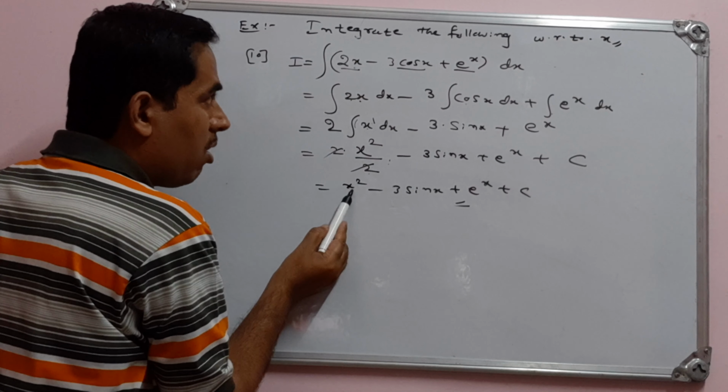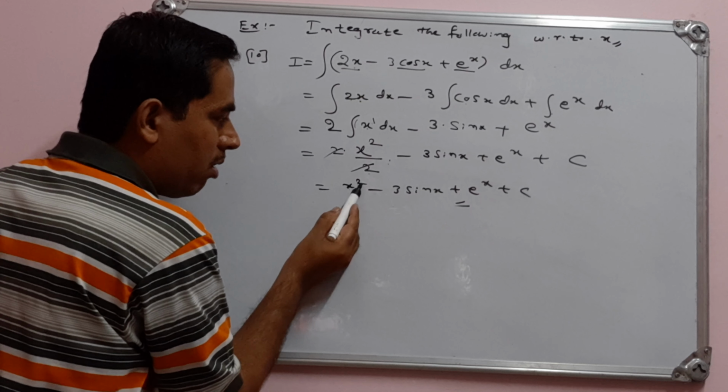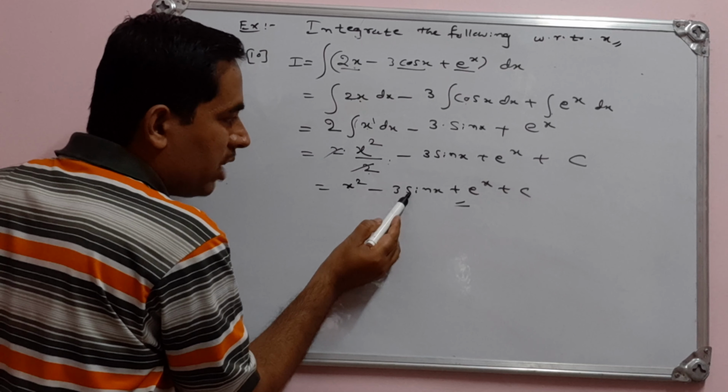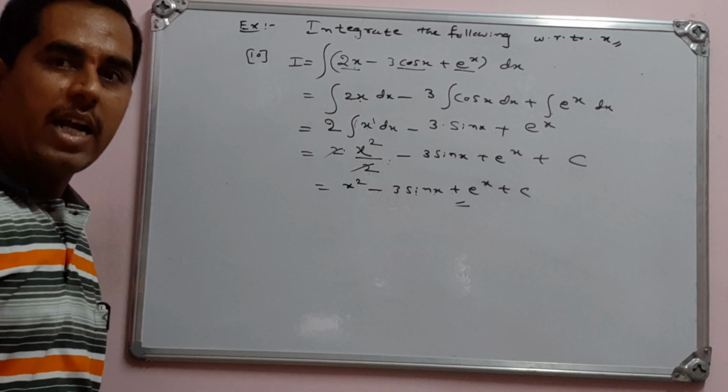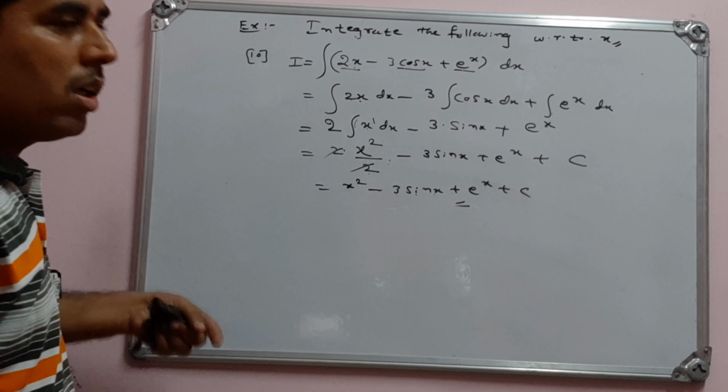See, derivative of x square is what? Observe this. Derivative of x square is 2x. Then derivative of sin x is what? Minus cos x. Minus into minus plus 3 cos x. Sorry, derivative of sin x is cos x. That is minus 3 cos x. Derivative of e to the power of x is e to the power of x. See, differentiating this integral, I will get this integrand. That's why integration is the reverse process of differentiation.